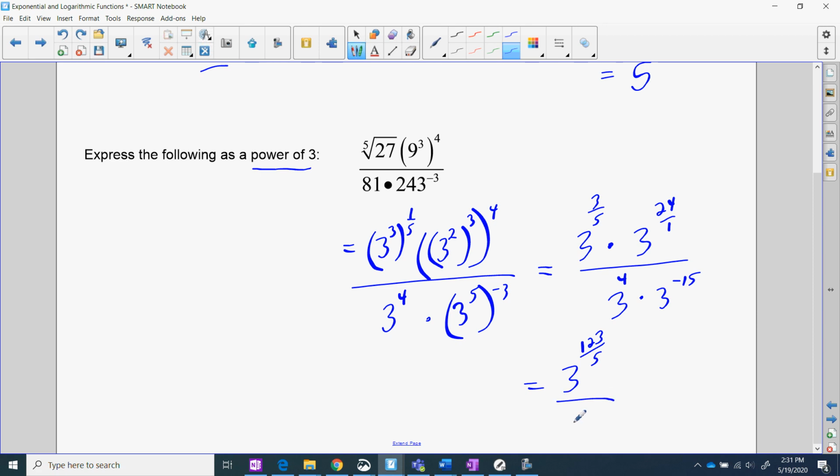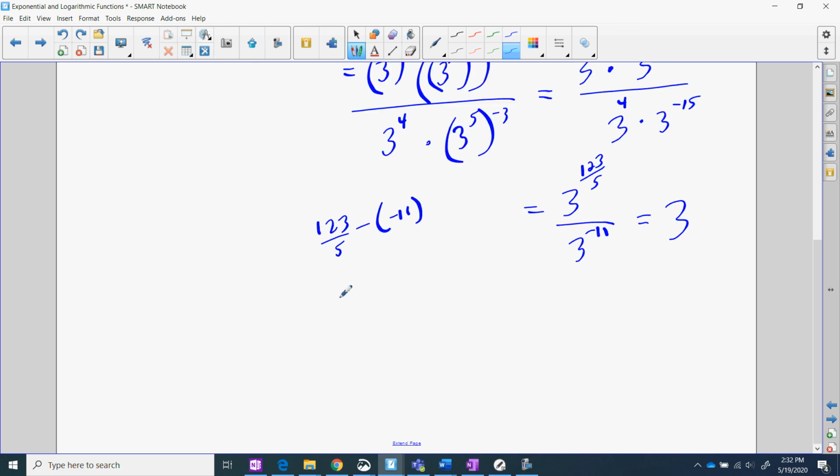The denominator is 3 to the negative 11. Now I got to subtract that exponent, and I will have my final answer. So I need 123 over 5, subtract a negative 11. Well, that's 123 over 5 plus 11 over 1, which is 55 over 5, which will get me up to 178 over 5.